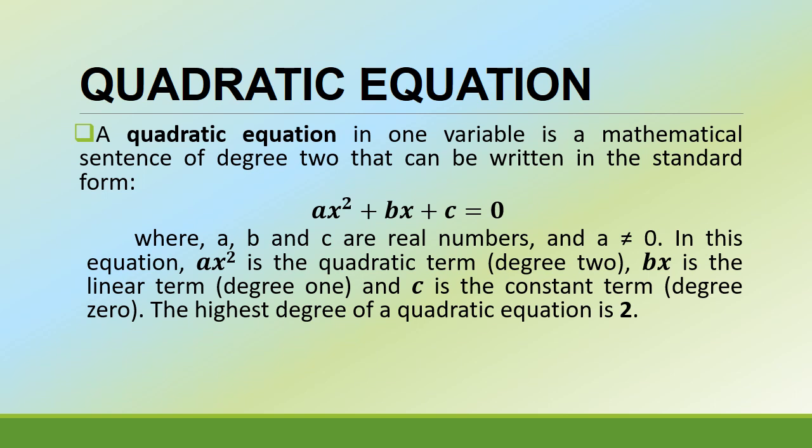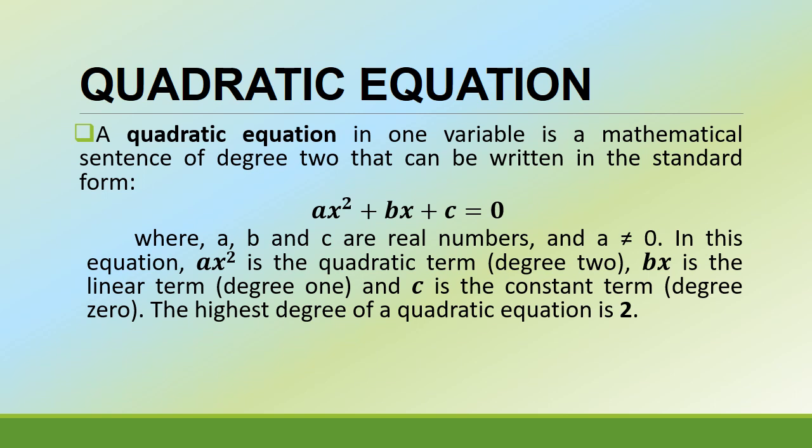So, why can't a be equal to 0? Once a is equal to 0, it is no longer considered a quadratic equation. What remains is bx plus c is equal to 0. So, if bx plus c is all that is given, it is just a linear equation, in which the highest degree is 1.